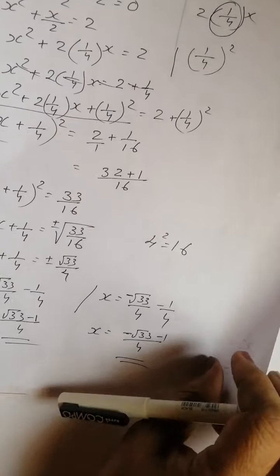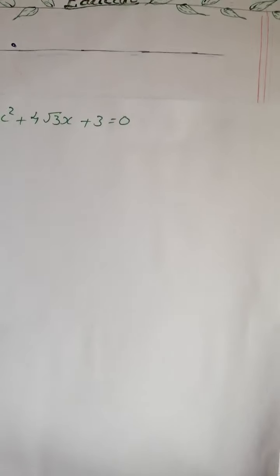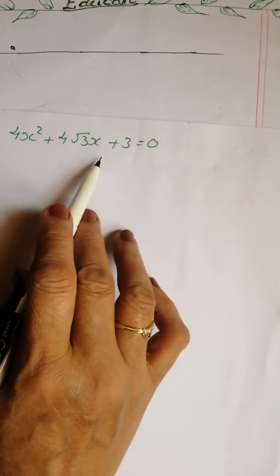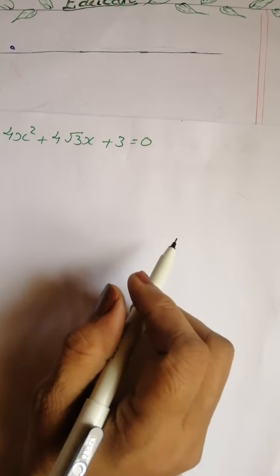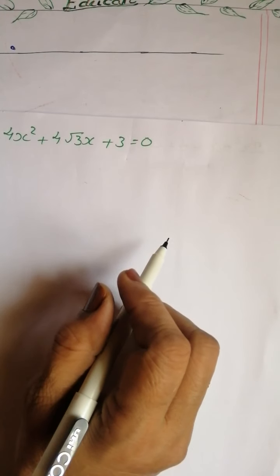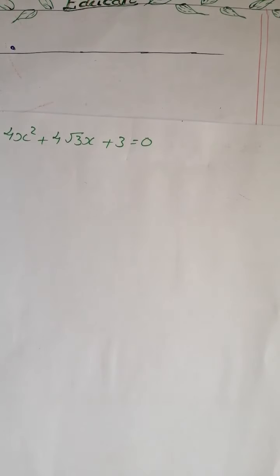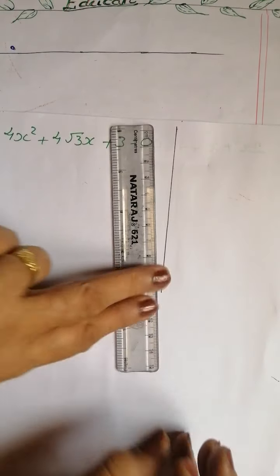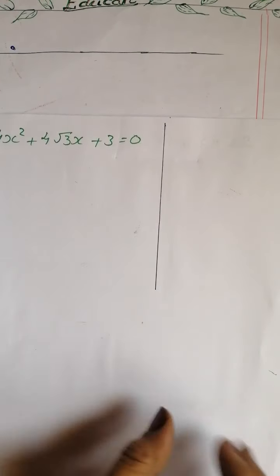Now, next the third question. Third question is 4x square plus 4 root 3 x plus 3 is equal to 0. Now write the question fast and be with me now. So I'm making the border line first. Always you make the rough work line. Okay, it will be easy.